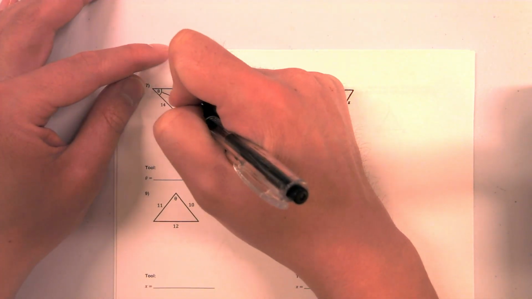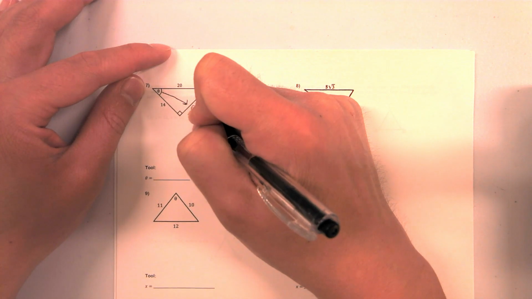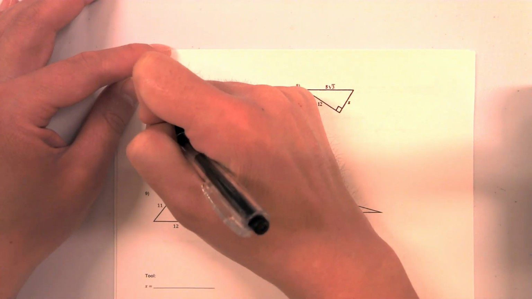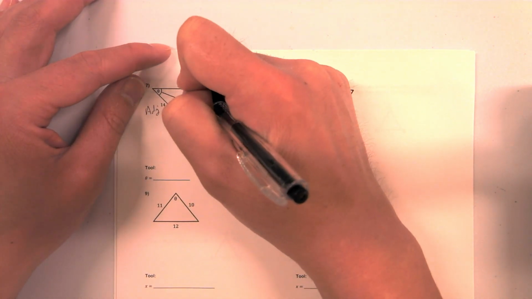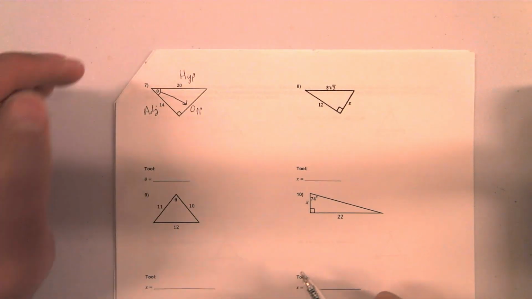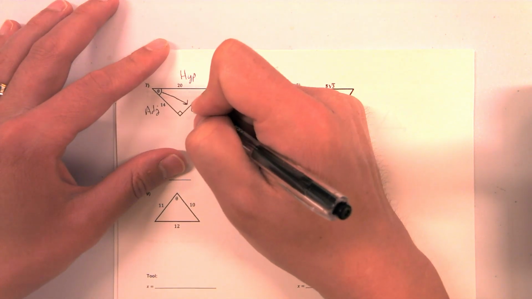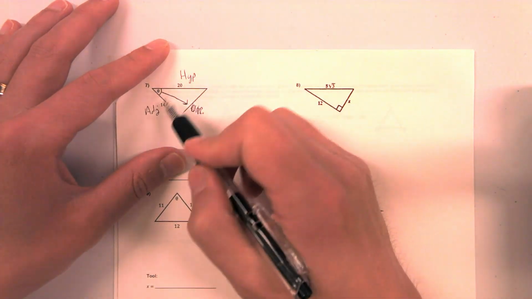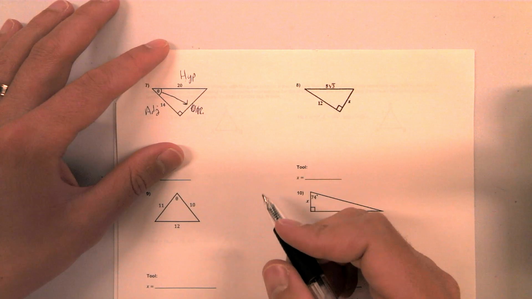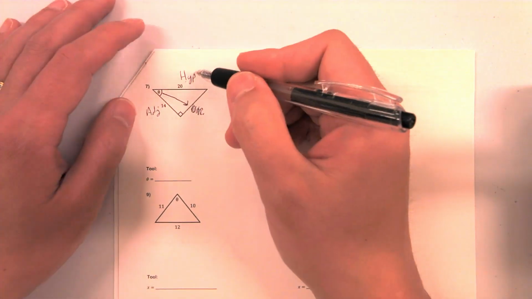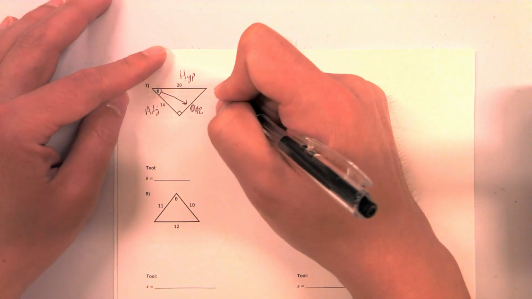So from this angle's perspective, that's the opposite. This is the adjacent, and that's the hypotenuse. Remember, for trig ratios, you always label your HOA. Then you eliminate the one you're not using. Here I have 14 and 20, so I'm not using this one. You pick your recipe. Adjacent and hypotenuse is cosine.